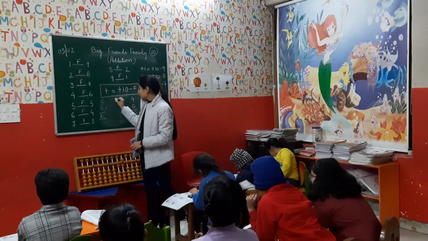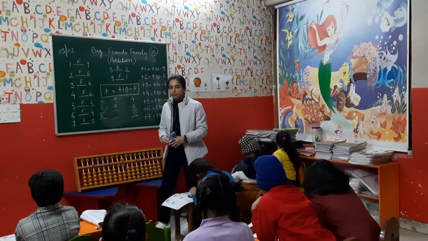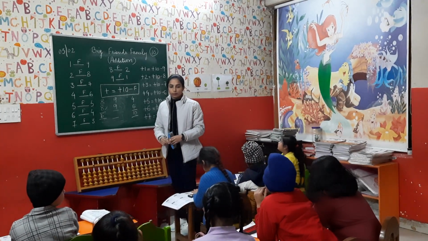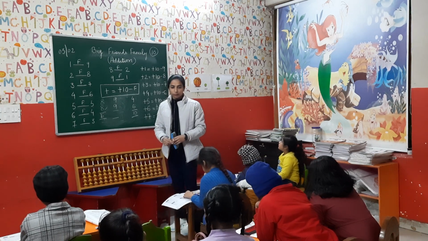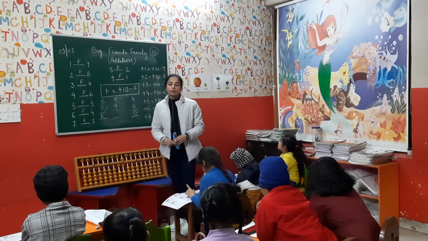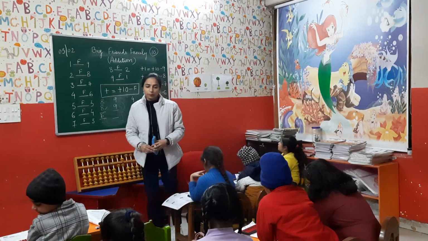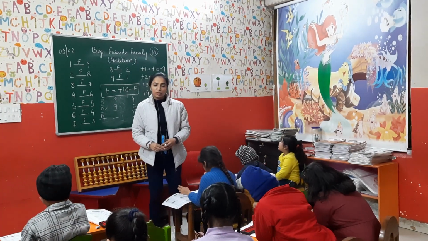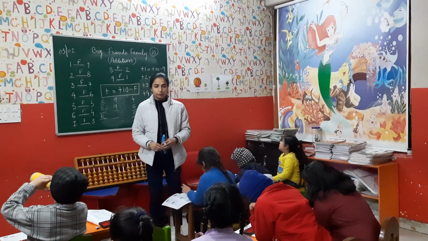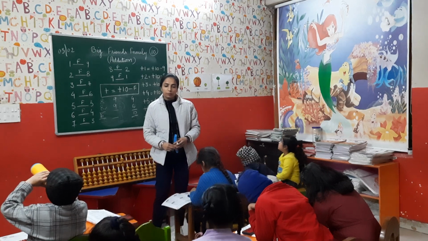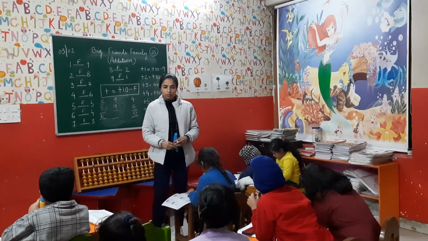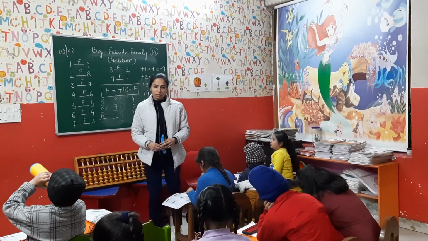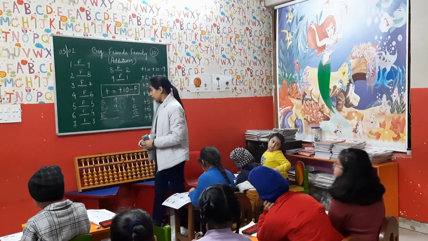Okay, next question. 9 plus 9. Try again. We'll try this again. Make 9 of the 2. Again add 9. Small friends hai? No. So big se kaise karenge? First step? Yes. Okay. What is the friend of 9? And the answer is? 18 is correct.